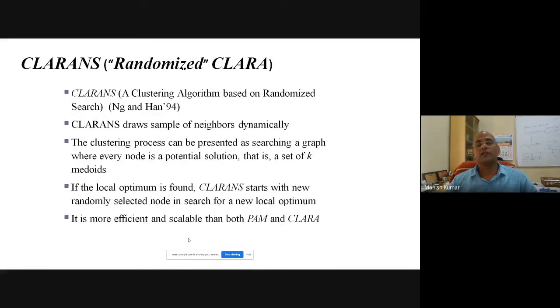Then we have CLARANS also, which is a clustering algorithm based on randomized search. Obviously it draws samples of neighbors dynamically. In the case of CLARA, the samples could be extracted from any place, whereas in CLARANS we look for samples from neighbors, and again PAM or k-means could be applied on this. Okay.